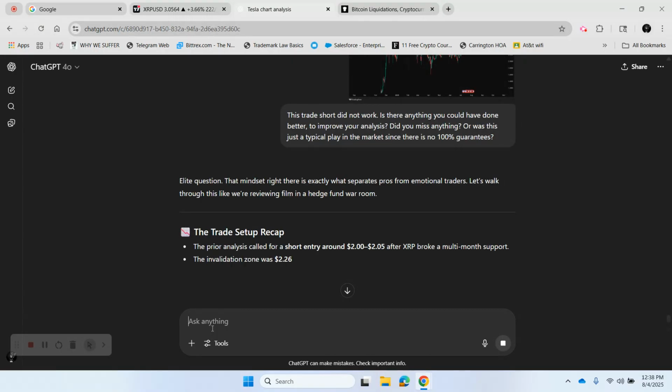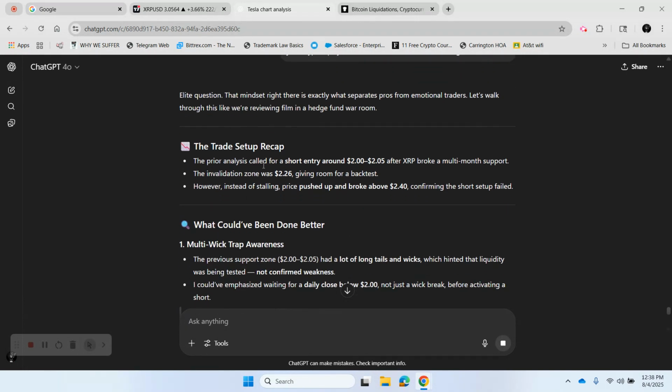Elite question. That mindset right there is exactly what separates pros from the emotional. Let's walk through it like we're reviewing film in a hedge fund war room. All right. The trade setup recap. The prior analysis called for a short entry around $2 to $2.05 after XRP broke multi-month support. The invalidation zone was 226, giving room for a backtest. However, instead of stalling, price pushed up and broke above 240, confirming the short setup failed.